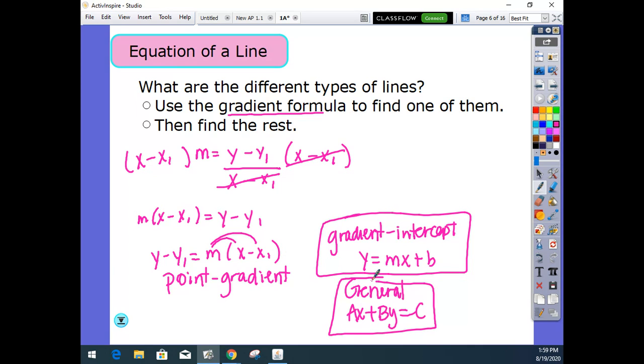Now, with this one, be careful. X and y have to be on the same side, and the first coefficient has to be positive. No fractions or decimals. A is positive. So a couple qualifications.